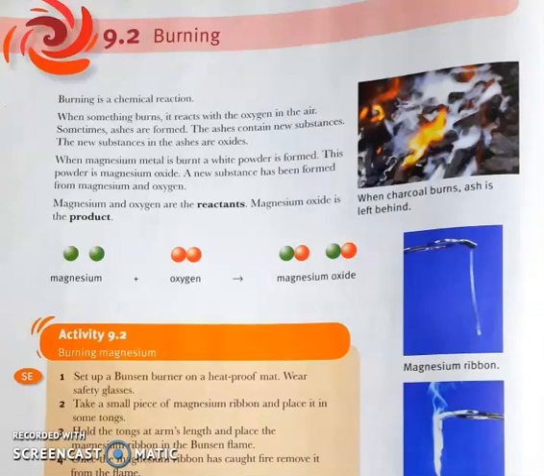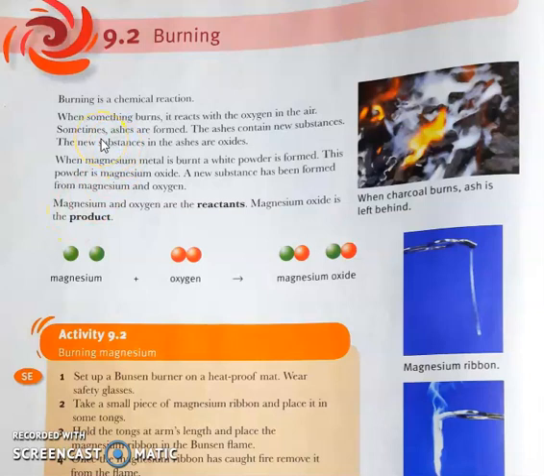In our previous class, we discussed chemical change and physical change. In a chemical change, a new substance is formed and it is a permanent change. In a chemical reaction, there will be a reactant side and a product side. Now we are going to learn about a chemical reaction, that is burning. Burning is a chemical reaction.